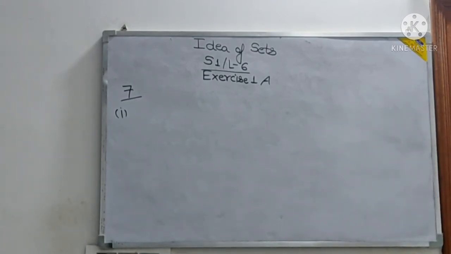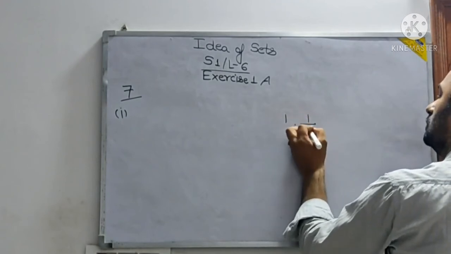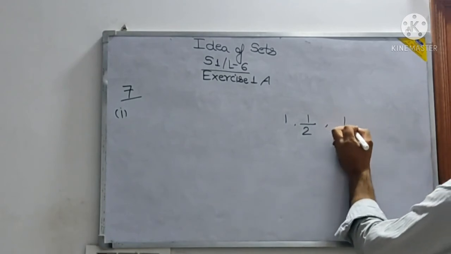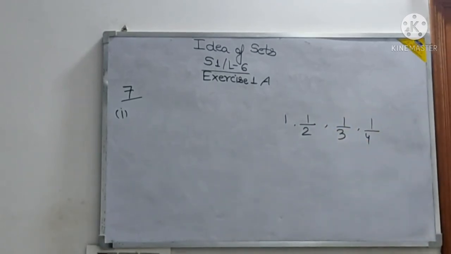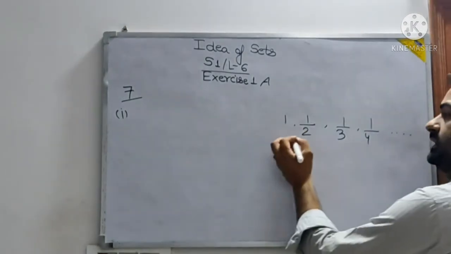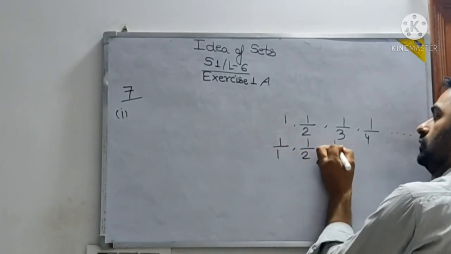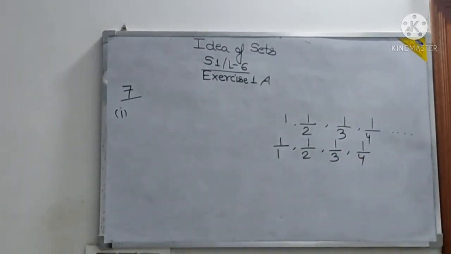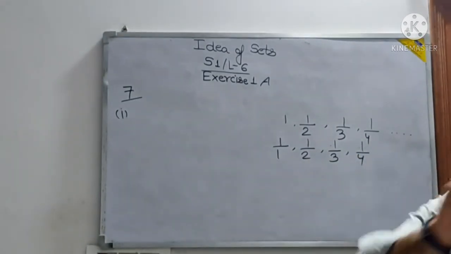Now, how to generate 1, 1 by 2, then 1 by 3, then 1 by 4, and so on. What do you see here? Can I write it as 1 by 1, 1 by 2, 1 by 3, 1 by 4? Now you tell me what is not changing here. This 1 is always here, 1, 1, 1. That means 1 is not changing.